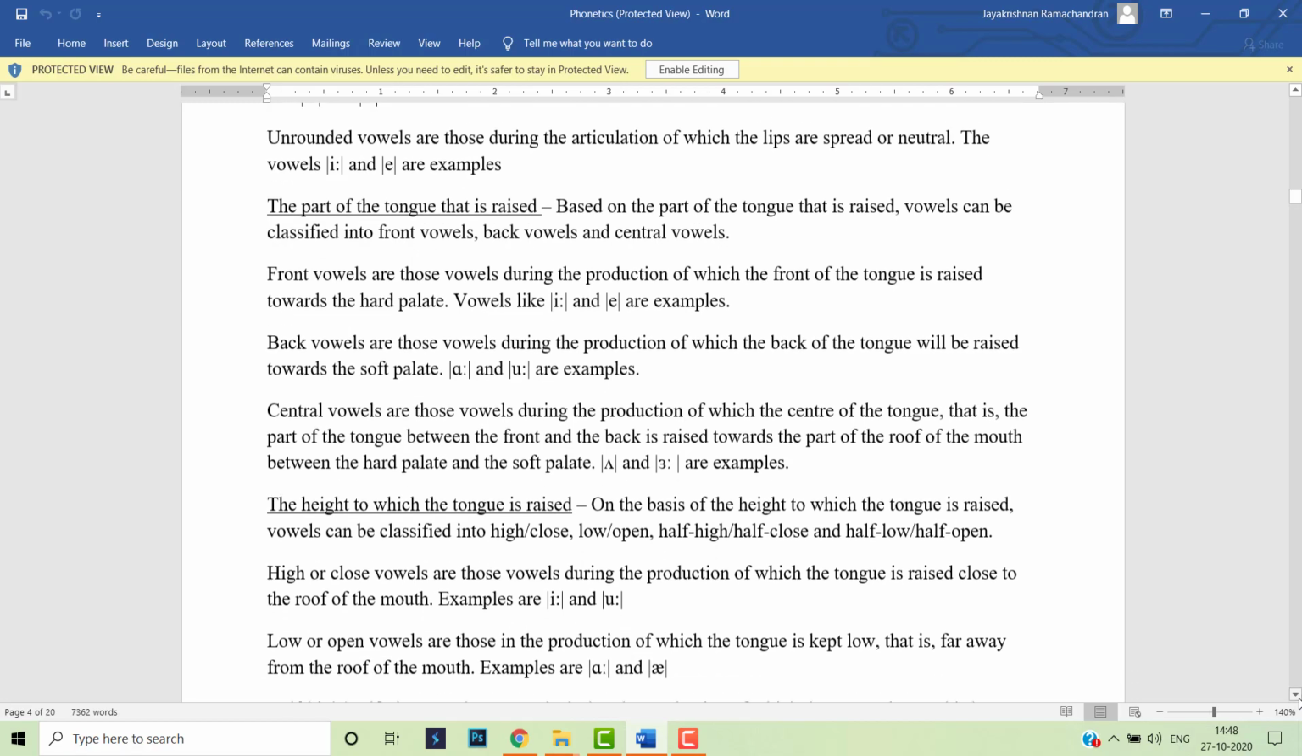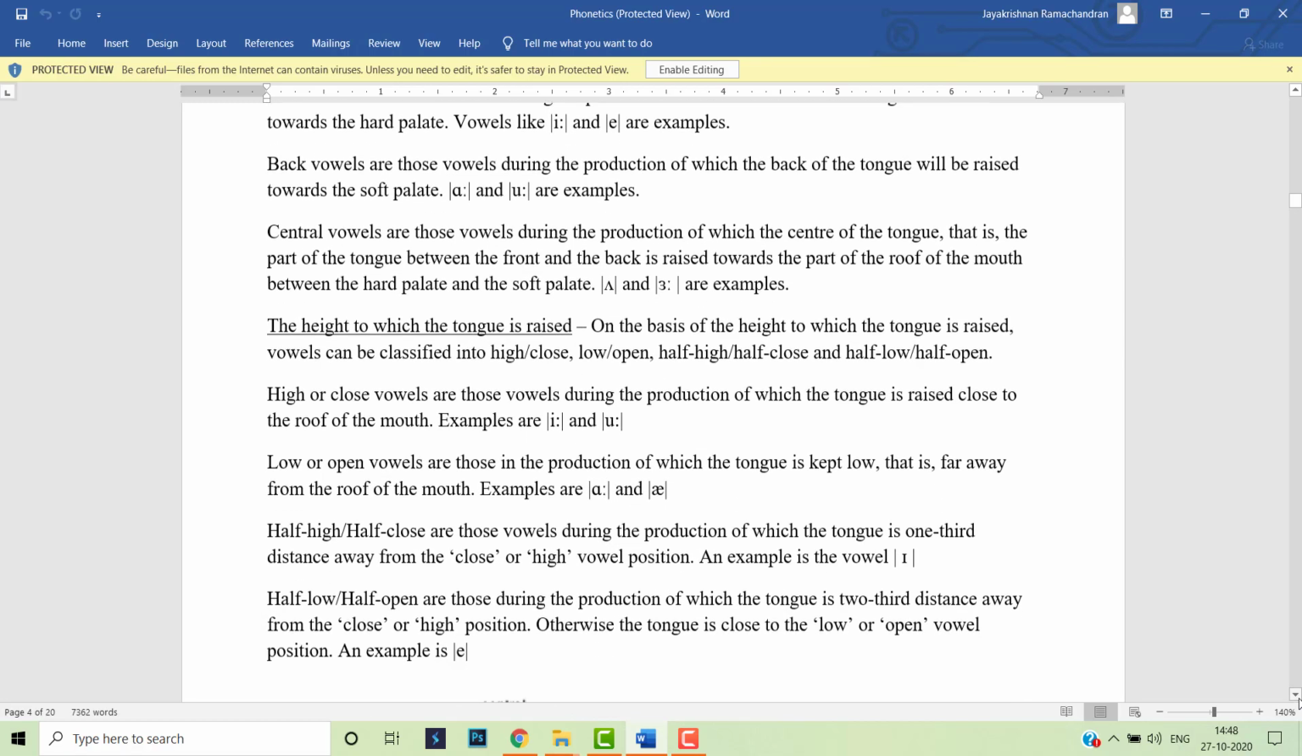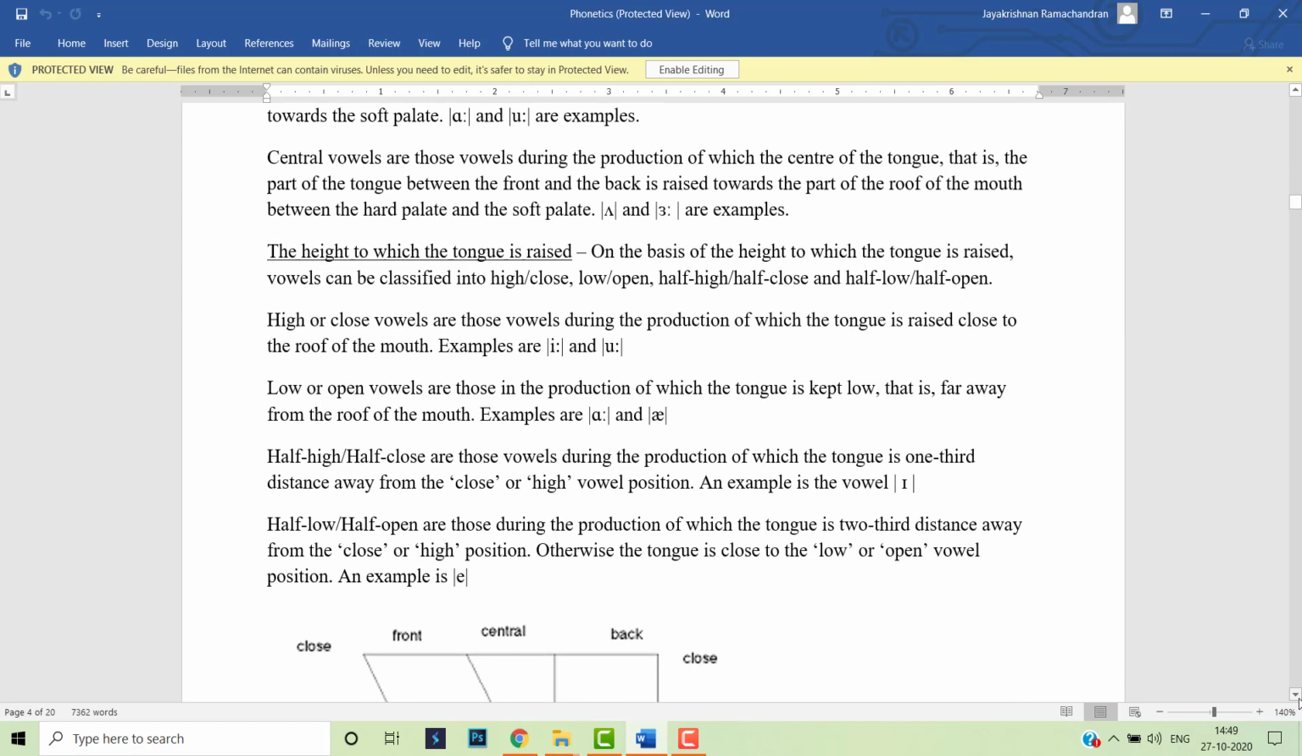Okay, now we come to the next classification of vowel sound based on the height to which the tongue is raised. Okay, നമ്മൾ വവൽ സൗണ്ട് ഉച്ചരിക്കുന്ന സമയത്ത് നാവ് എത്രത്തോളം ഉയരത്തിൽ പോകുന്നു എന്നുള്ളതനുസരിച്ച് ആണ് അടുത്ത ക്ലാസിഫിക്കേഷൻ വരുന്നത്. ഈ ക്ലാസിഫിക്കേഷൻ അനുസരിച്ച് നമ്മൾ സൗണ്ട്സിനെ നാലായിട്ട് ക്ലാസിഫൈ ചെയ്യും: high or close vowels, low or open vowels, half high or half close vowels, half low or half open vowels.